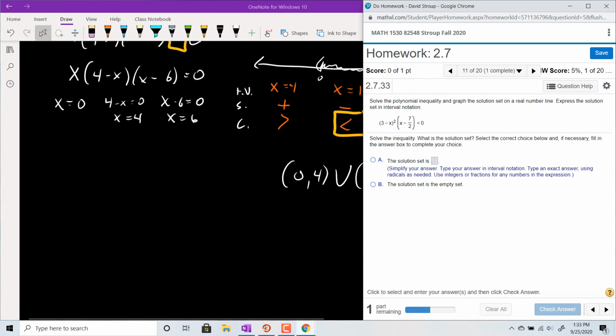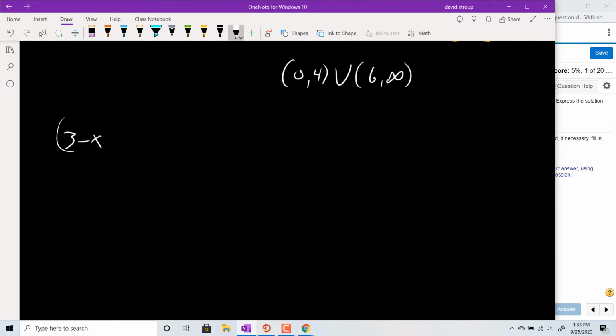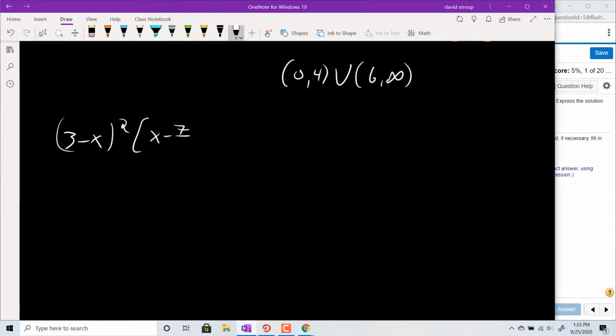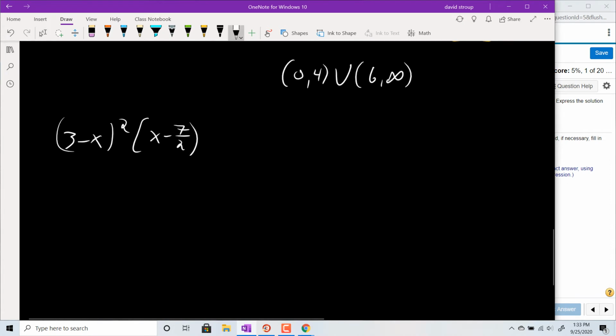Same sort of spiel here. So we have 3 minus x squared times x minus 7 halves, and then that's less than 0. So again, this one's kind of done for you. You're setting 3 minus x squared times x minus 7 halves equal to 0.